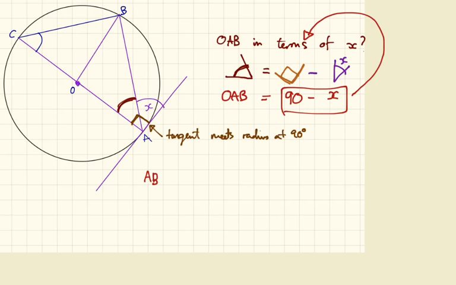Okay. The next question just asks for angle ABC. We know that's 90 degrees. We know that's 90 degrees because angles in a semicircle are always 90 degrees. That's the same as the previous question.